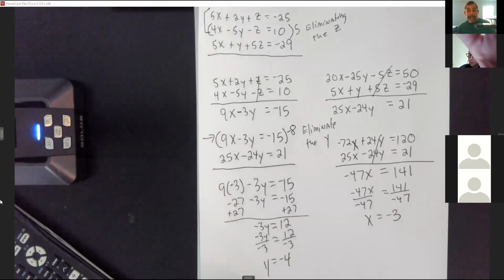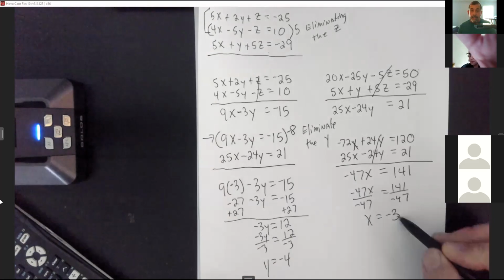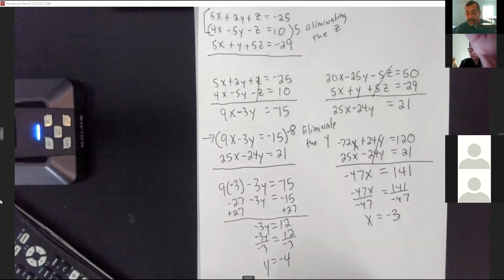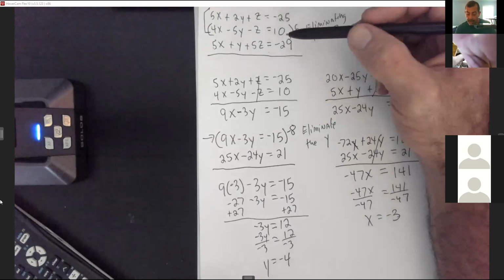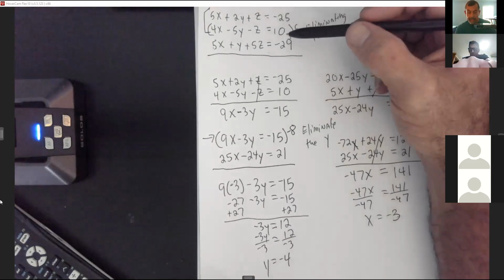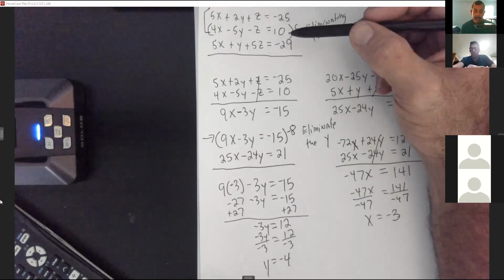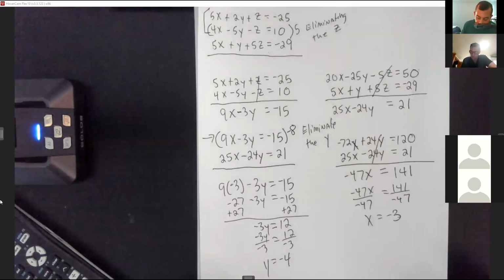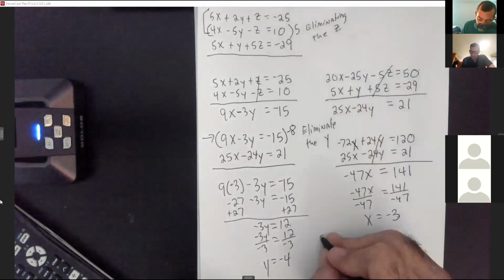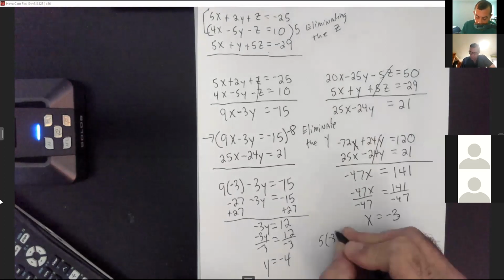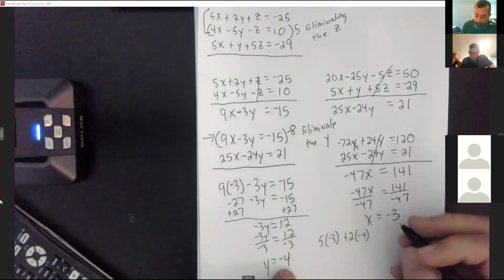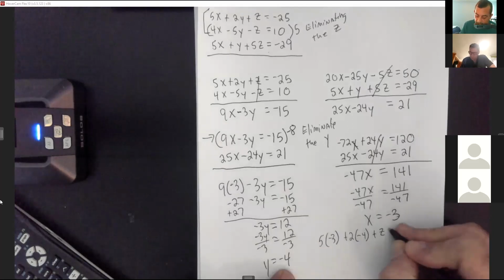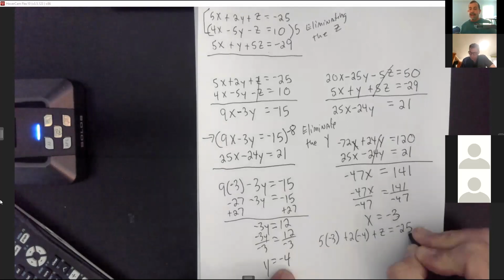So I know x is negative 3, y is negative 4. So I can go to any of these three original equations and solve it for what's left, which is z. I'm going to do that first one, where I had 5 times x, which is negative 3, plus 2 times my y, which was negative 4, plus z equals negative 25.